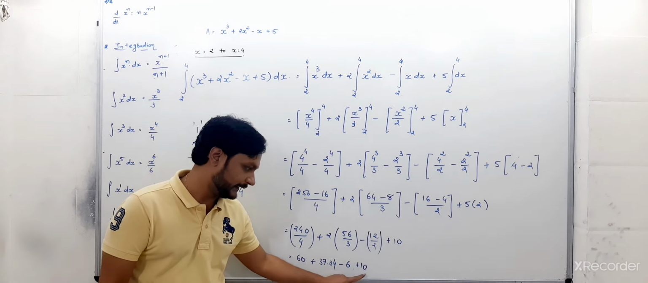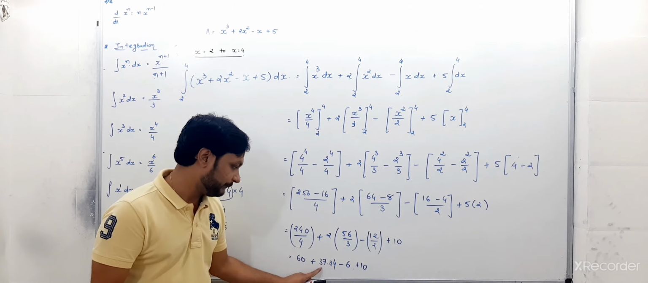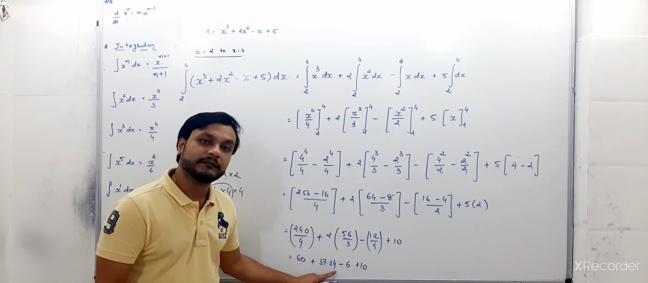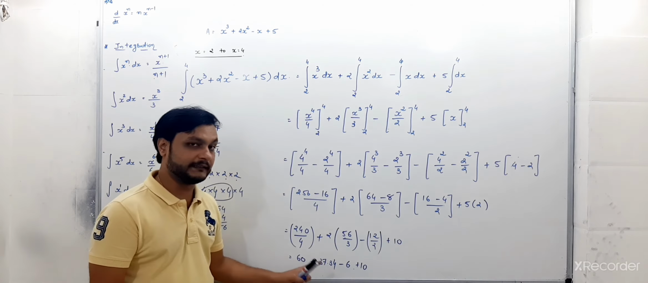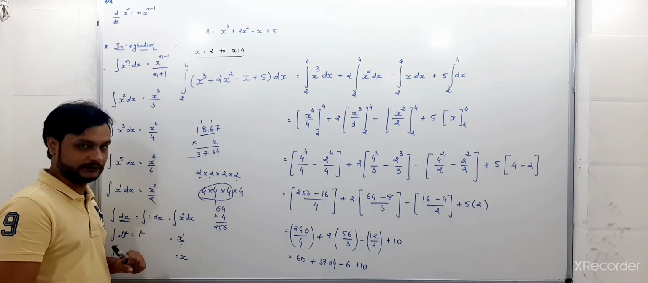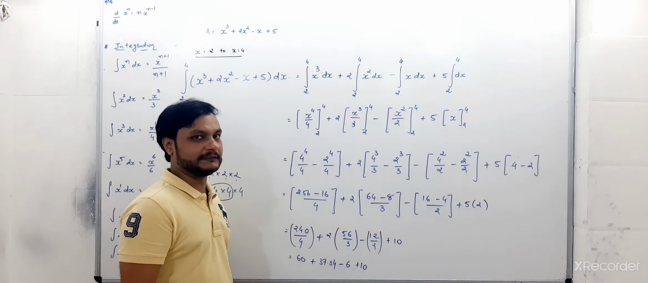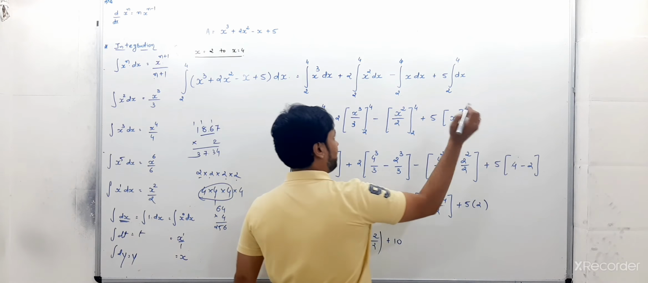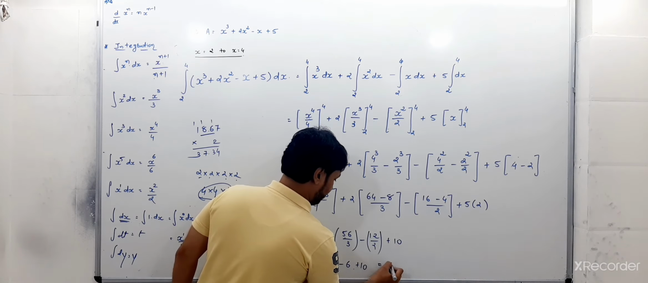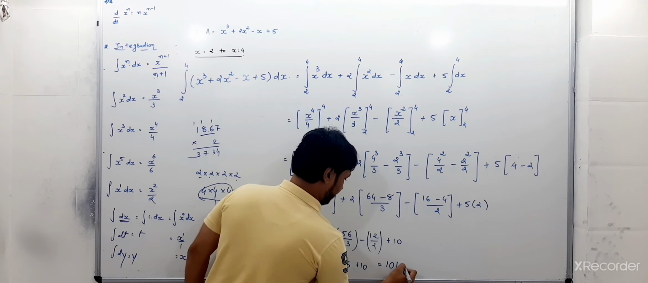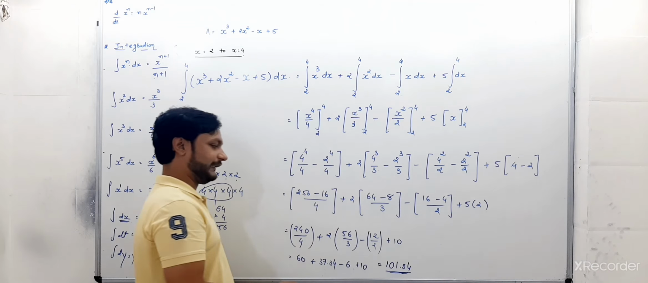So 60 plus 10, that means 70. 70 plus 37.34, 70 plus 37, that means 107. 107 minus 6, that means 101. 101.34. This is your answer.